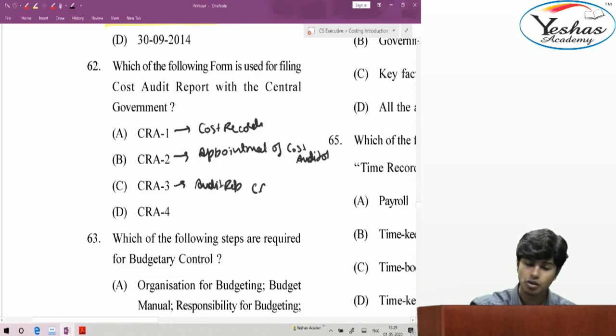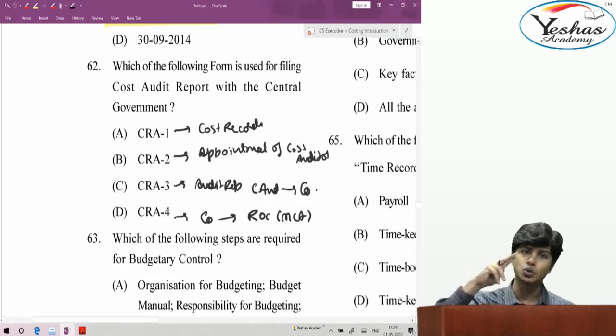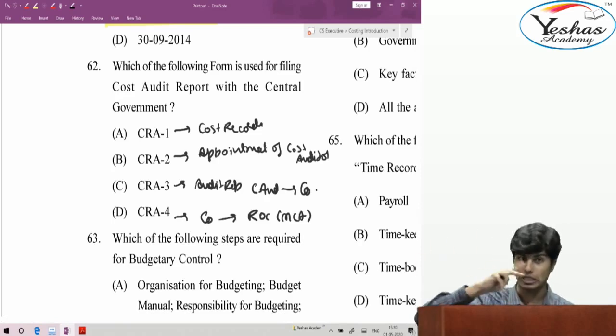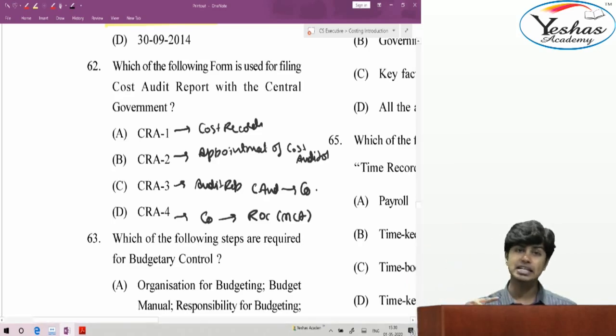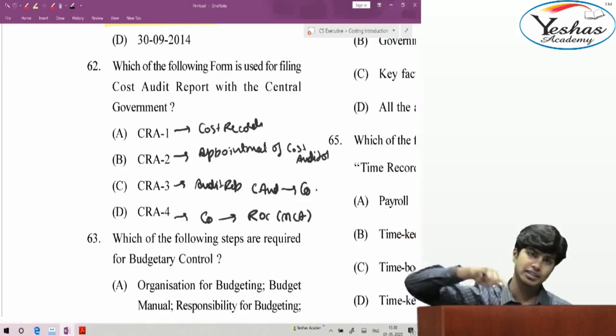Who gives this to whom? The cost auditor gives this to the company in this form. And once it is received, what should the company do? The company should file it with the Registrar of Companies or MCA. That is CRA 4. So CRA 1 is about how to maintain cost records. CRA 2 is regarding the appointment of the cost auditor. CRA 3 is the form in which the cost audit report is submitted by the cost auditor to the company. CRA 4 is the report to be filed by the company with the Ministry of Corporate Affairs or the registrar.